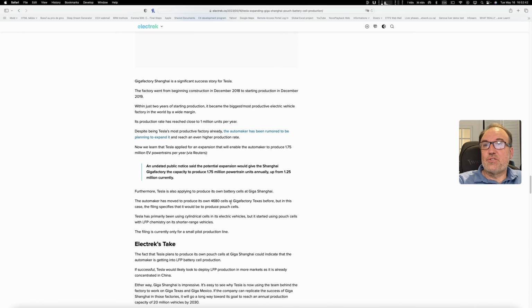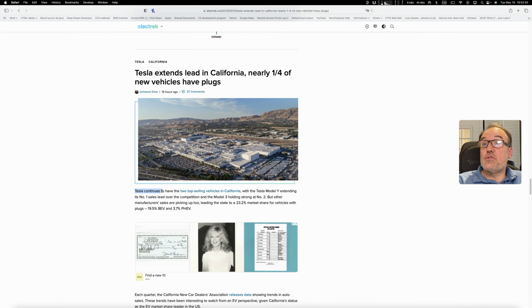So I think they are testing the waters with them, maybe trying to see if they might have other advantages than the cylindrical cells. Tesla continues to have the two top-selling vehicles in California, with the Model Y extending its number one sales lead over the competition and the Model 3 holding strong at number two. But other manufacturers' sales are picking up too, leading the state to a 23.2% market share for vehicles with plugs.